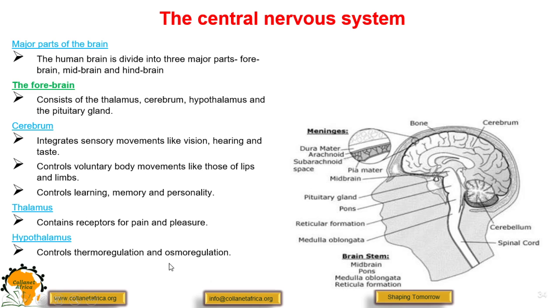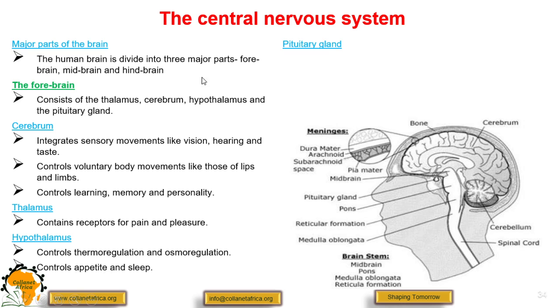Osmoregulation is the other one, the regulation of water and salt balance in the body. If these are not controlled, then the cells will not have a good environment to function effectively. The hypothalamus also controls appetite and sleep, so be awake, do not sleep in this particular lesson, otherwise you will miss a lot and you will have to blame your hypothalamus.